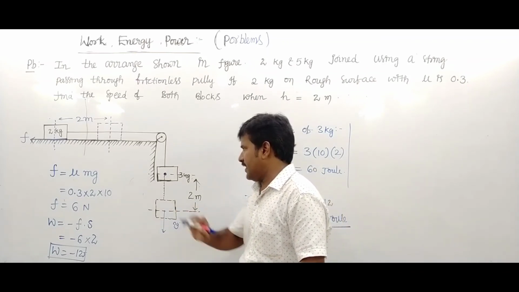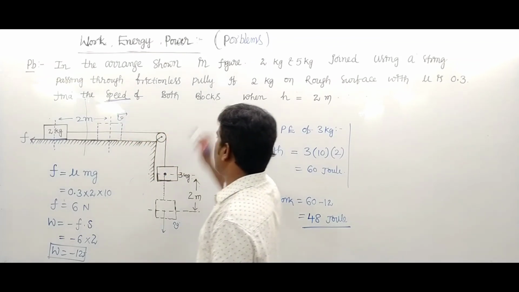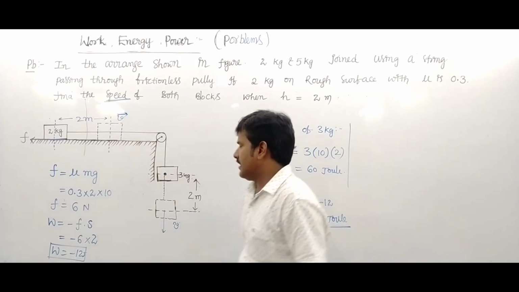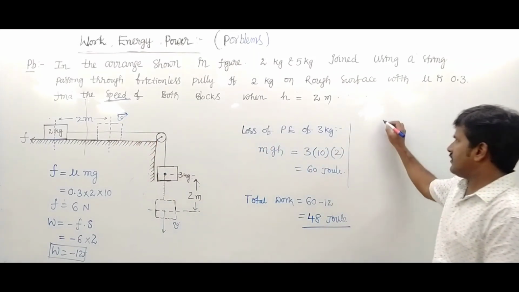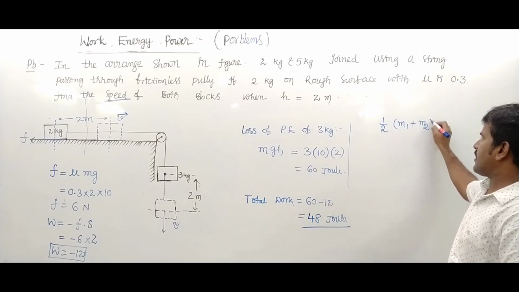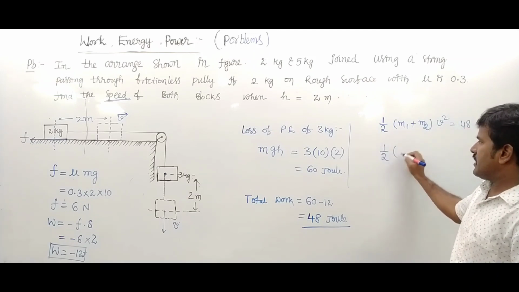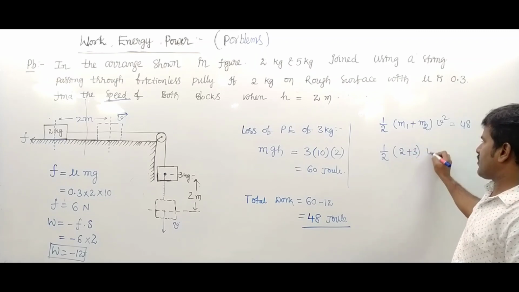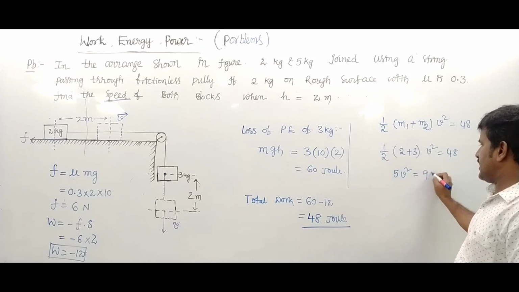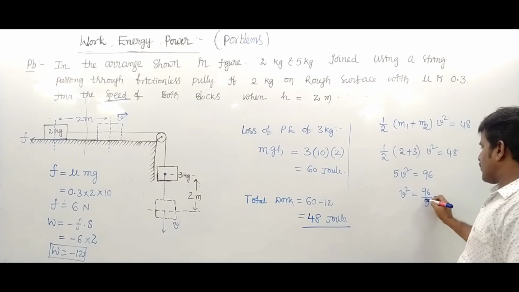This velocity is v and this velocity is also v. Find the speed of both the blocks. This block has speed v and this block also has speed v. Then this 48 joule is utilized to set both in motion. So half of m1 plus m2 into v square equals 48 joule. That is 2 plus 3 into v square equals 48, so 5v square equals 96.